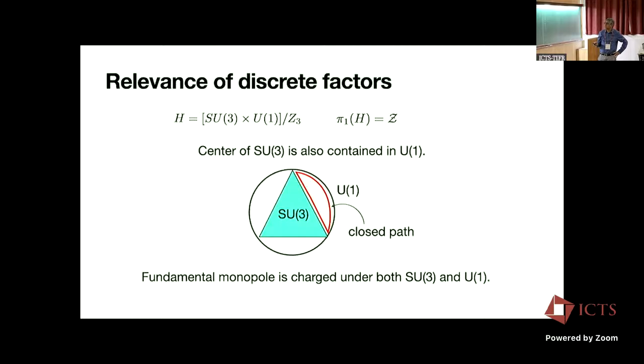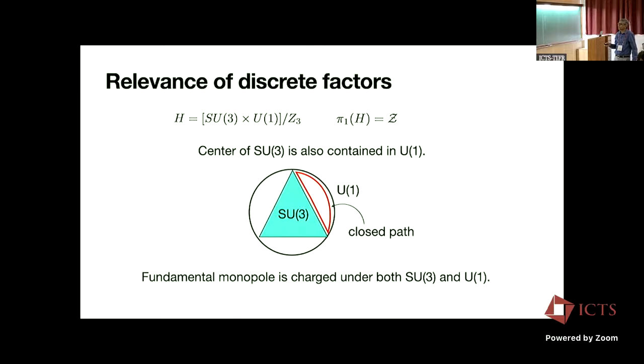All right. So coming back to the discrete factors, remember I said H is SU3 cross U1, and pi 1 of H is Z. So what is this Z3 sitting over here? Basically, there are elements of SU3 which are some phase factor, e to the i 2 pi by 3, e to the i 4 pi by 3, times the identity. But those kinds of elements are also in U1. So if you didn't have this discrete factor, then you would be double counting those transformations. So the center of SU3 is also contained in U1.